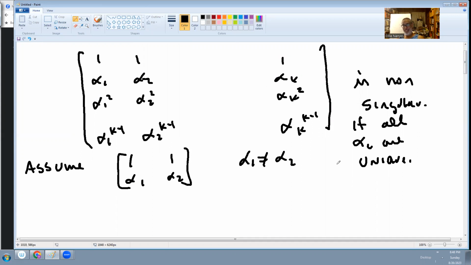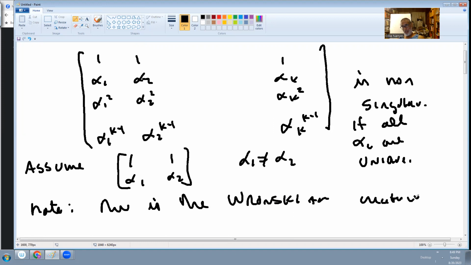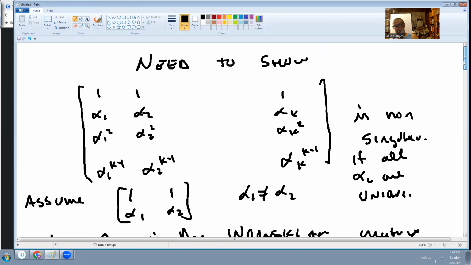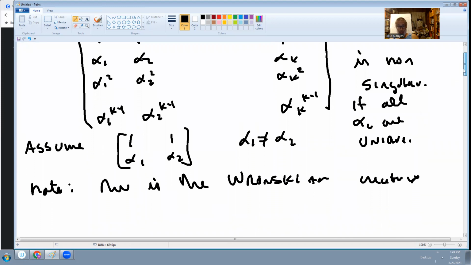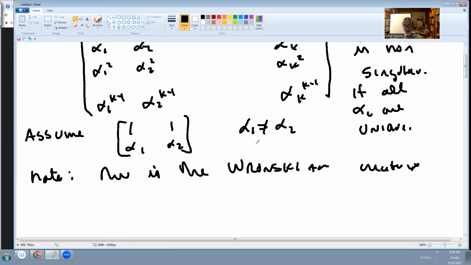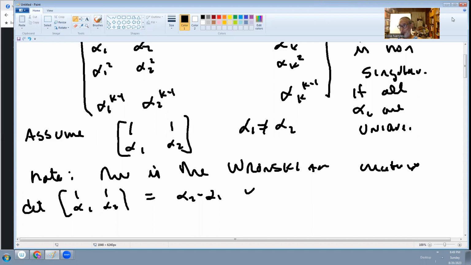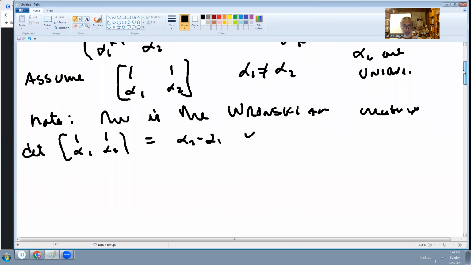Now, by the way, note this is the Wronskian matrix. If you had some differential equations, this is a Wronskian matrix for e to the alpha 1 x, e to the alpha 2 x, etc., evaluated at 0. But anyway, let's get back here. If you take the determinant, we get alpha 2 minus alpha 1, no problems. So it's true for 2 by 2. I'm not going to worry about the 1 by 1 case. The 1 by 1 case is just 1.